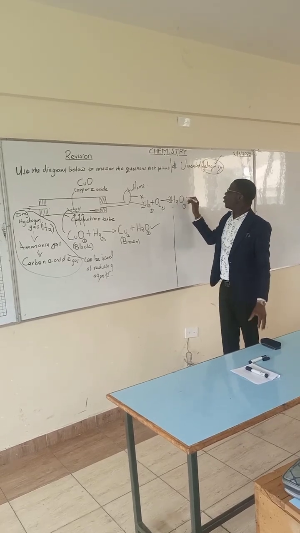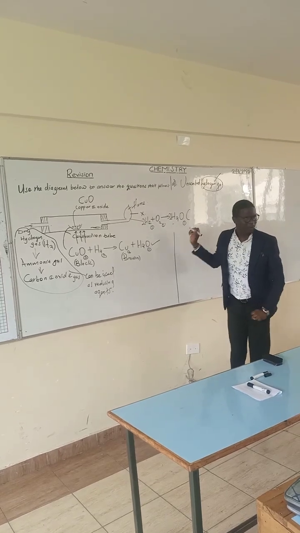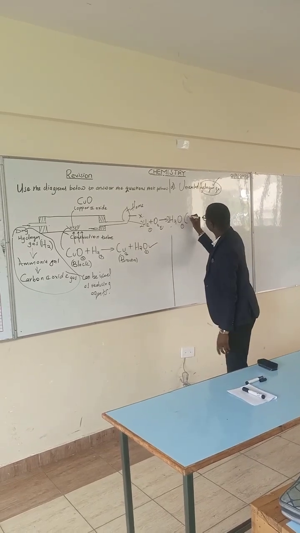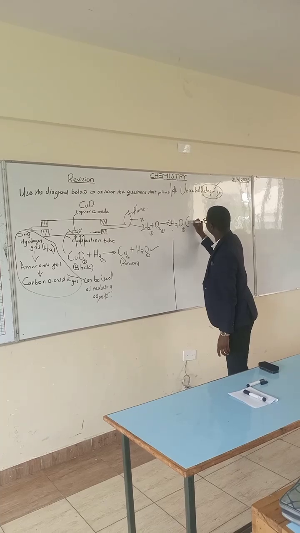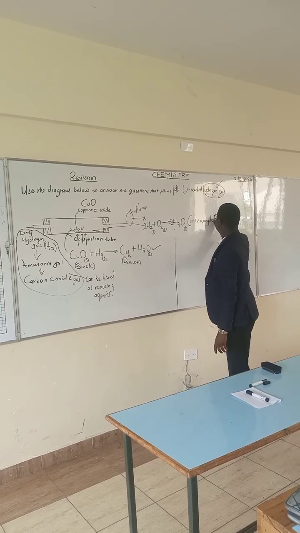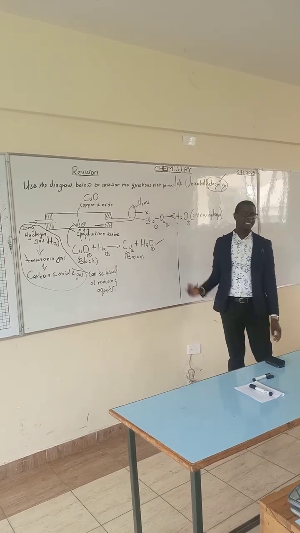In chemistry, water is also called oxide of hydrogen. Another name of water is called what? Oxide of hydrogen. So water is also called oxide of hydrogen. Right, that one? That's the equation taking place there.